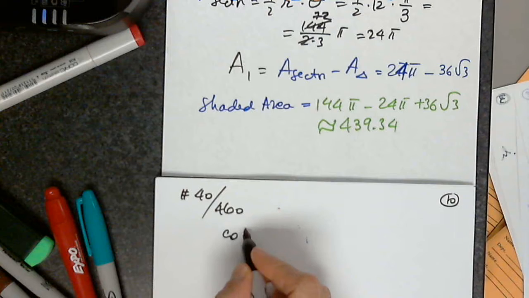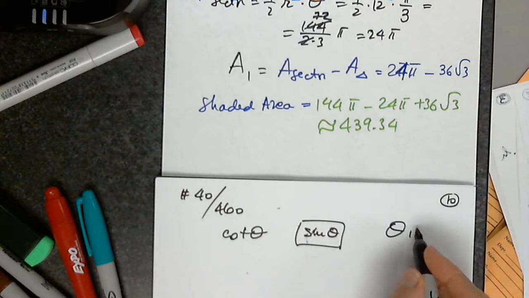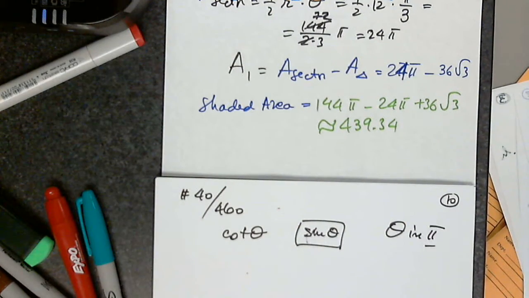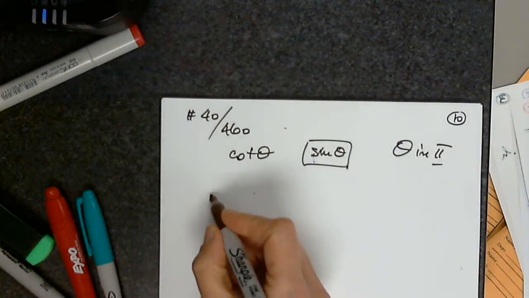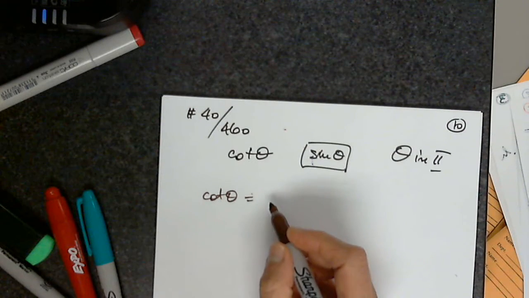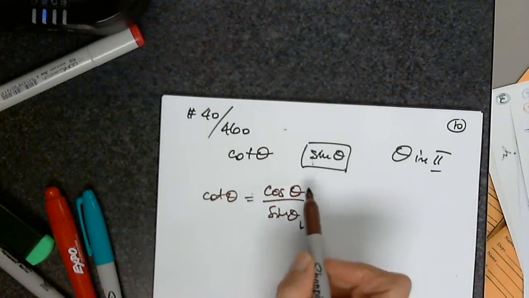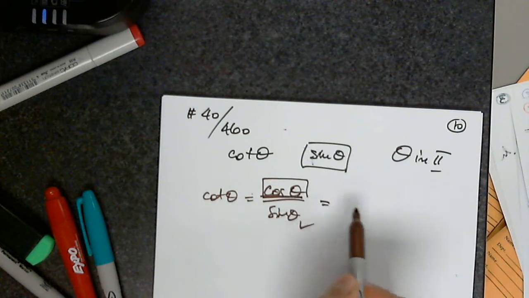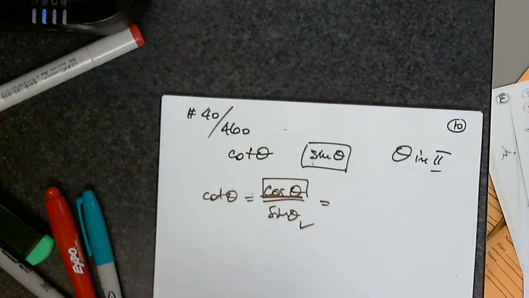So we are asked to write cotangent using only sine. This is the only one allowed for theta in the second quadrant. So I have to replace cotangent by an expression that has only sine in it and nothing else. Good. So what do we know about cotangent? What is the definition of cotangent? Cosine over sine. This is allowed, this one is not. But I know that there is a relationship between cosine and sine. What is the relationship?